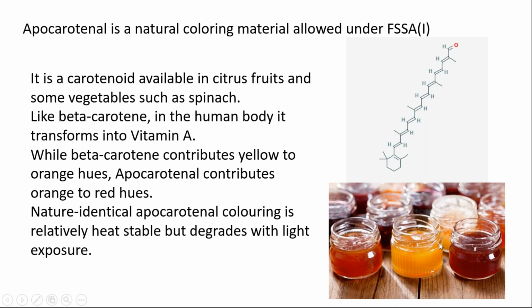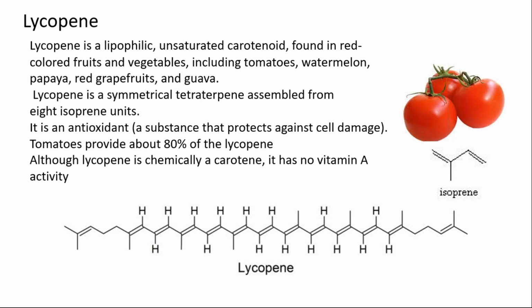Apocarotenol contributes colors such as yellow to orange and red hues. Compared to beta carotene, it is much more heat stable. However, like beta carotene, it degrades on exposure to light, so it is not stable to light. If you need to retain the color, the packaging material of the food has to be able to prevent the entry of light.